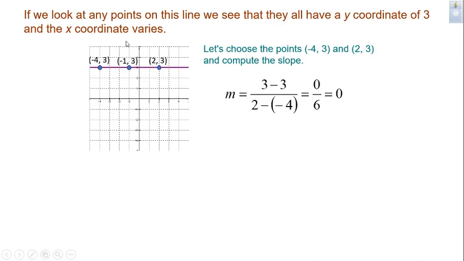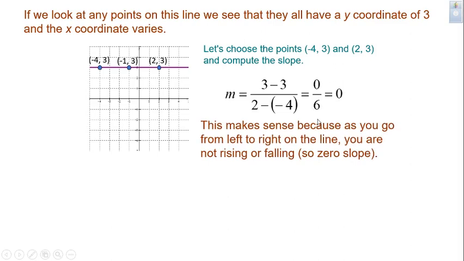It's 0 over 6 because as long as the y value does not change, the change in y is 0, and the x could be changing all at once. The top will be 0, and the bottom is some other number. 0 divided by another number is 0. So we see here that for a horizontal line, the slope is 0 because this line is neither rising nor falling, it is staying constant.